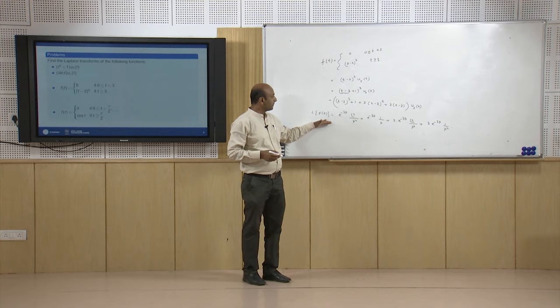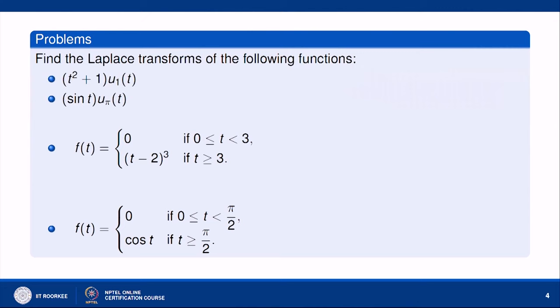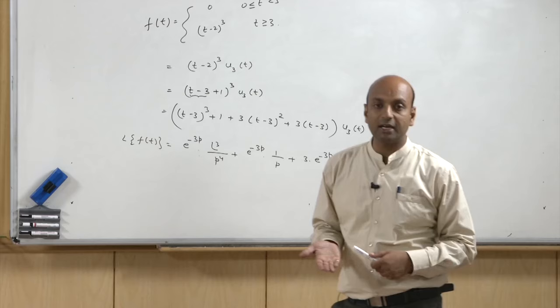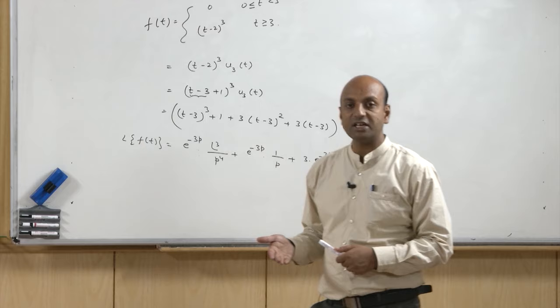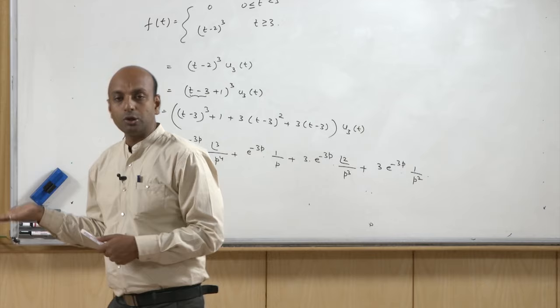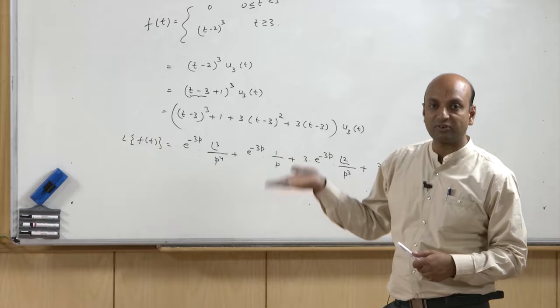Now similarly, the last problem is nothing but cos t into the unit step function at t equal to pi by 2, and again we have to express cos t in terms of t minus pi by 2 to apply the second shifting property. Or the other way is you can use the definition of Laplace transform and directly find the Laplace transform of such functions.